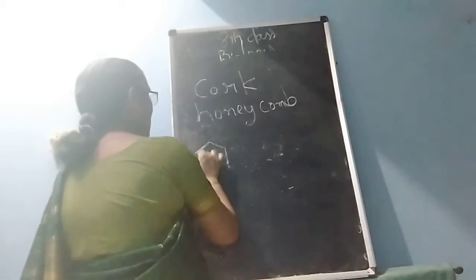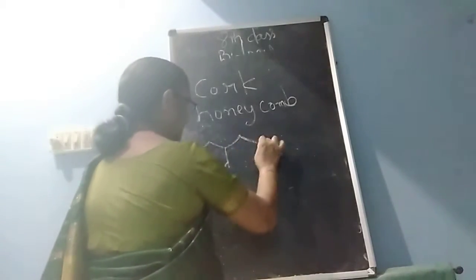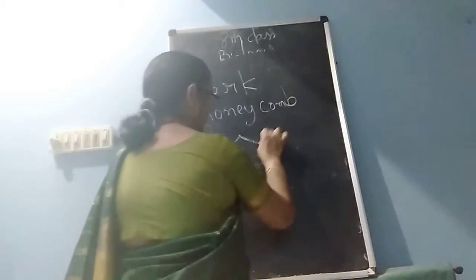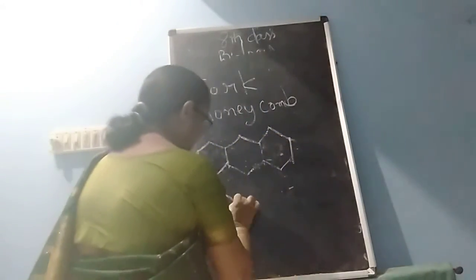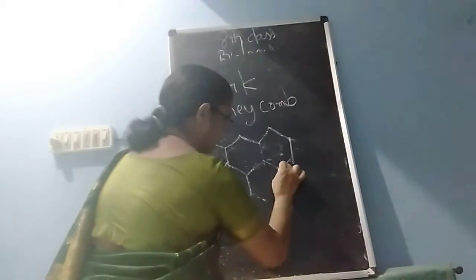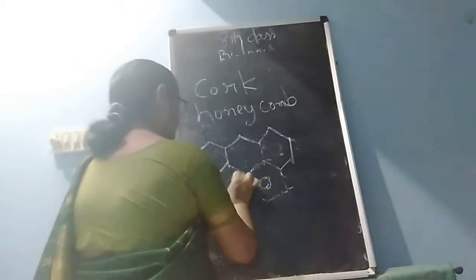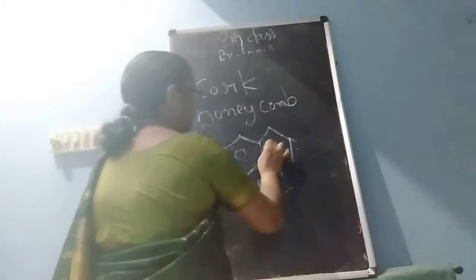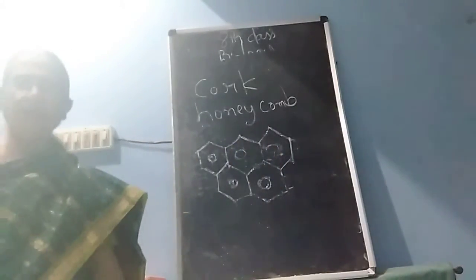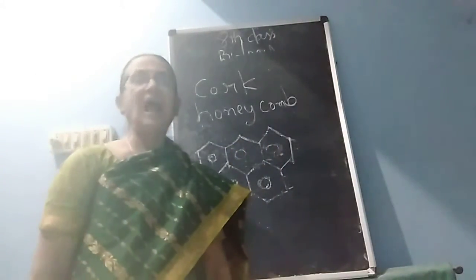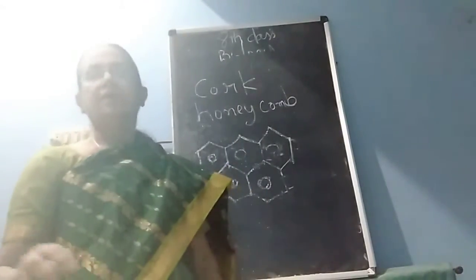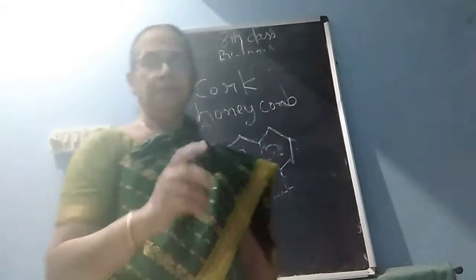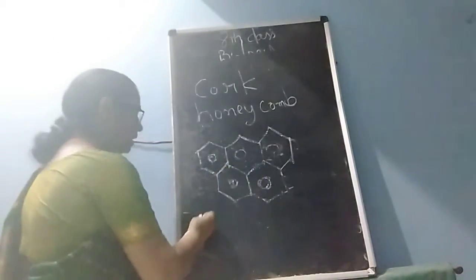In a honeycomb, the cells are arranged like this. So he observed this one. This is the structure of a honeycomb. Later on, he studied the structure of cork. Robert Hooke called it the cell.